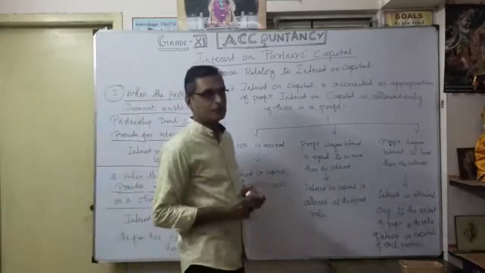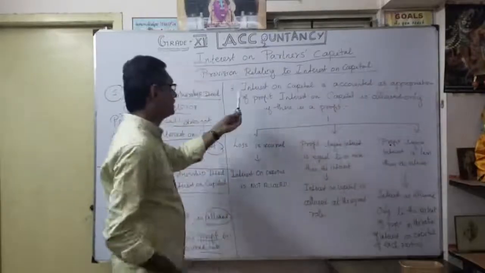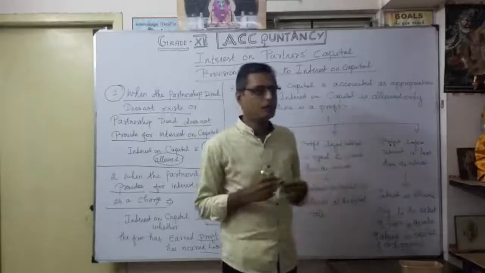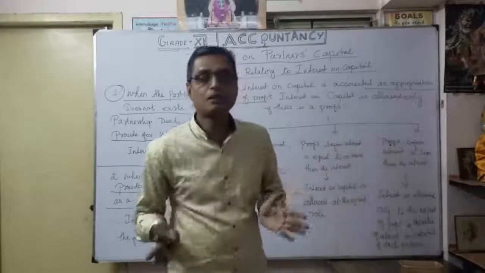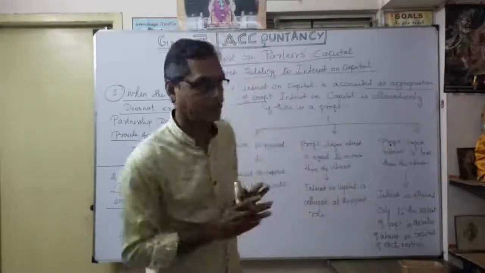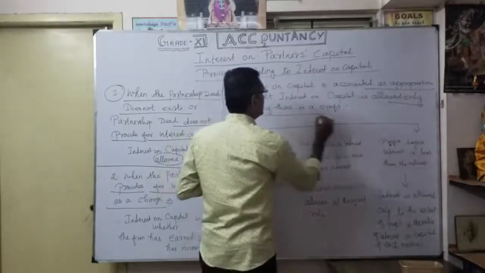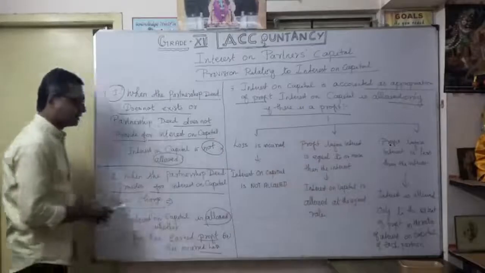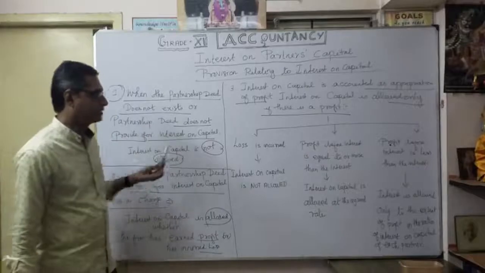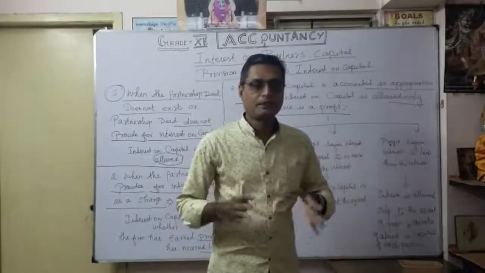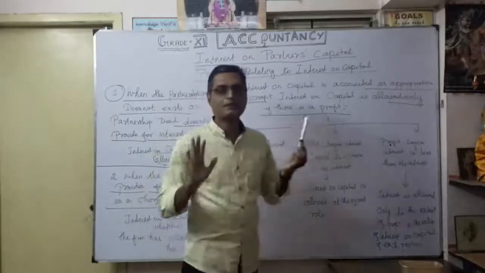Now the third one is very important. It's a very important situation. Interest on capital is accounted as an appropriation of profit. I am going to show it in the profit and loss appropriation account on the debit side. So interest on capital is allowed only if there is a profit. Earlier we discussed charging interest on capital whether earning profit or not. The third one is very, very important. If there is a profit, how are we going to account for interest on capital? Only if there is a profit.